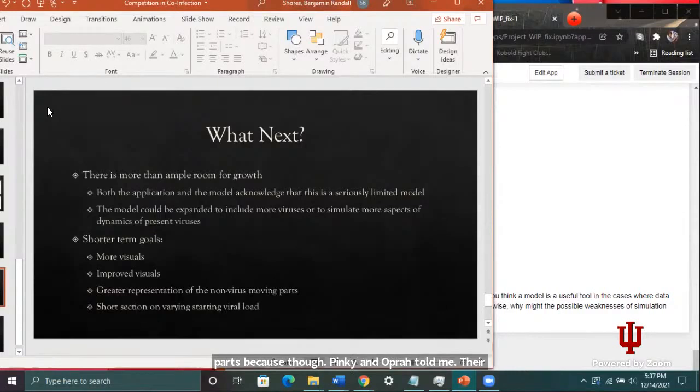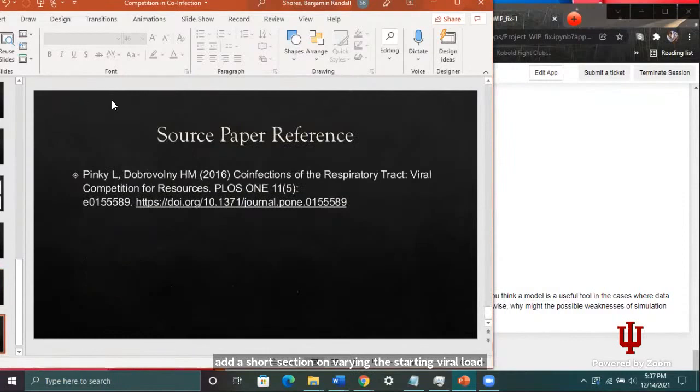the viral output, I think that there might be some value in seeing analysis of other aspects of the model. And then I would also like to add a short section on varying the starting viral load as Pinky and Dolgrovolny did. And that's the reference for the source paper.